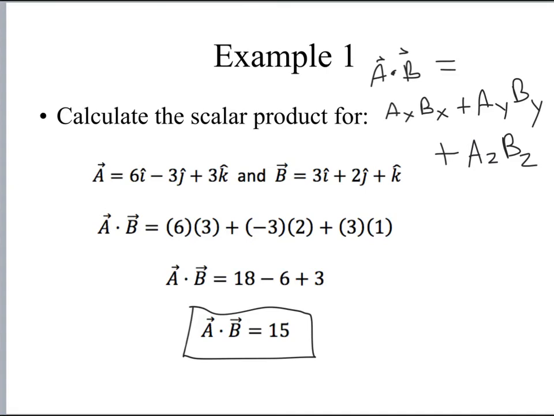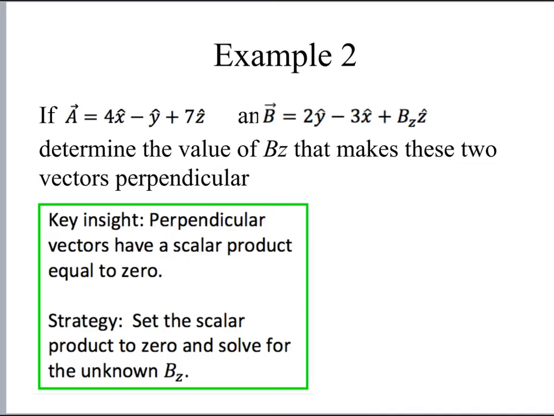No x hats, no y hats, no z hats, no i hats, j hats, or k hats, no vectors of any kind allowed when you look at the answer for the scalar product, because it must be a scalar. Okay, so here I have two vectors, A written like this with 4x hat minus y hat plus 7z hat, and I have my B vector, which is 2y hat minus 3x hat plus bz z hat.